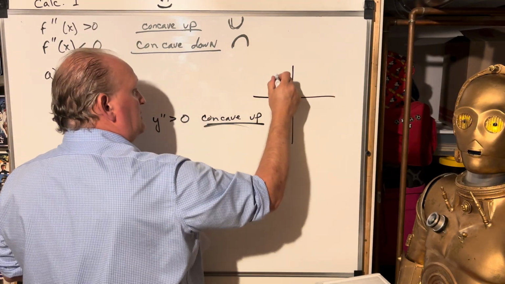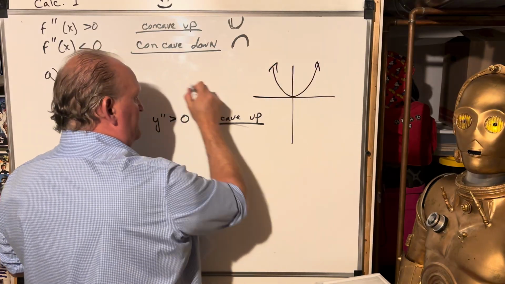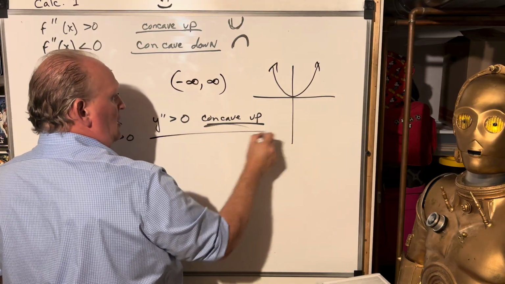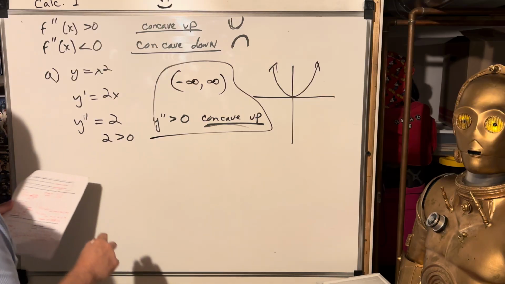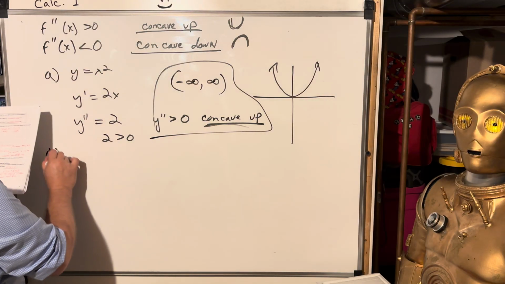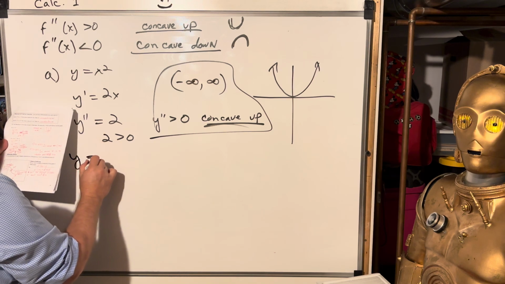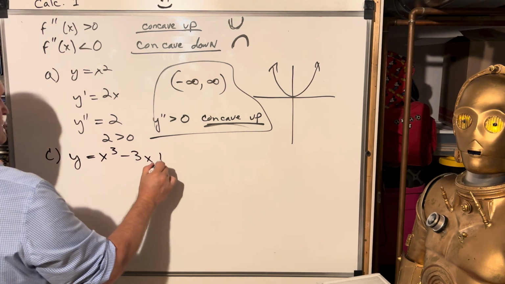And then if we look at that graph, that is the parabola. We actually did that on the first page from negative infinity to infinity. It's all concave up, all opening up. All right, let's look at C. I think that's a typo. I think that was supposed to be B. x cubed minus 3x plus 3.